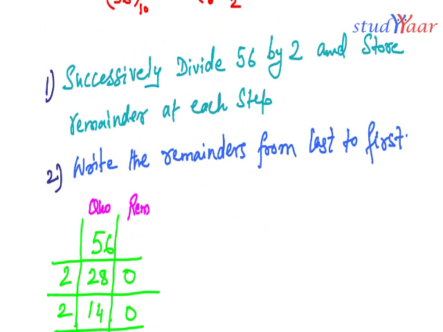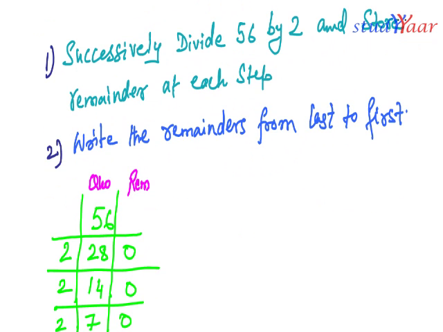Now this was the first step. Successively divide by 2 and store the remainder at each step. Let's not call this 56. Let's call it: successively divide the number.